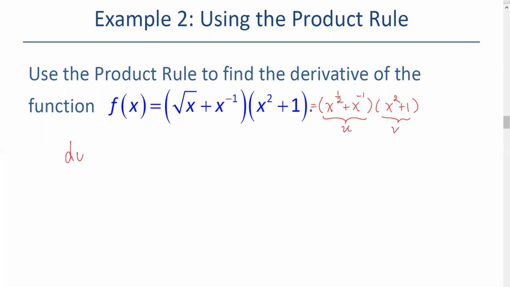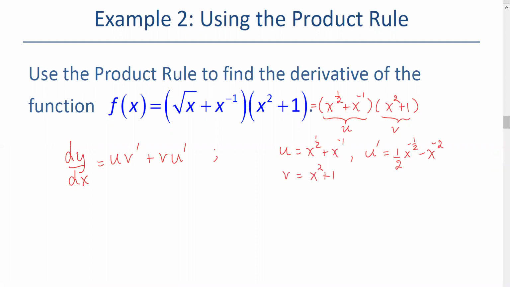By the formula for the product rule, dy by dx equals u times v prime plus v times u prime. Therefore, if u is x to the 1 half plus x to the negative first, then u prime, by the power rule, will give us 1 half x to the negative 1 half minus x to the negative second. And v is x squared plus 1. The v prime is 2x plus 0, or 2x. And then substitute u, v, u prime, v prime into the product rule.